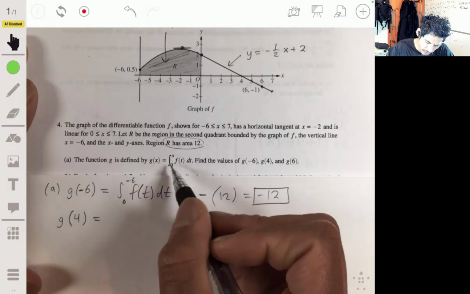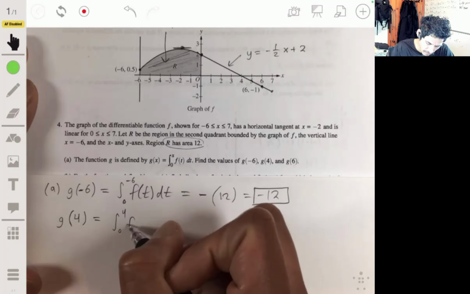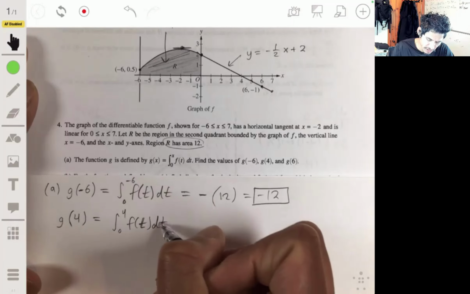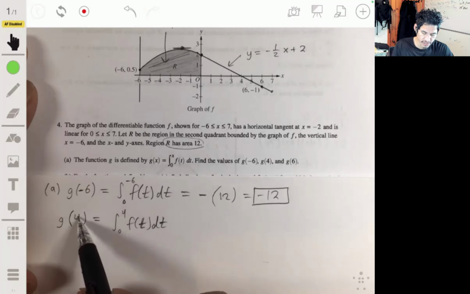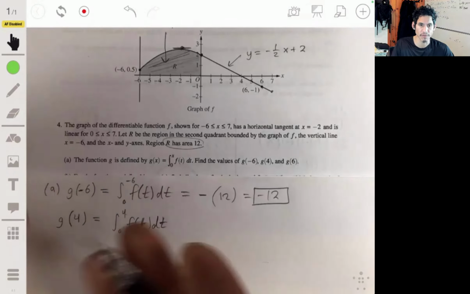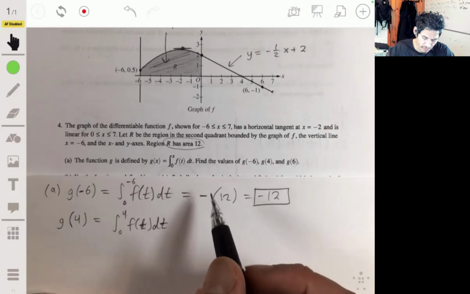Now g of 4, we would go from 0 to 4. So the integral of f from 0 to 4. Remember that the t is just a dummy variable. It just means that it's not necessarily going to be the same value as the 4 in this case, because if we made it x as well, then it would always have to match up. But it works the same way. So just in case you were wondering or confused about that.